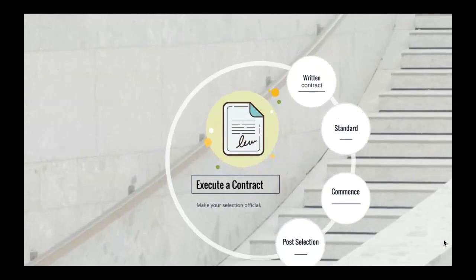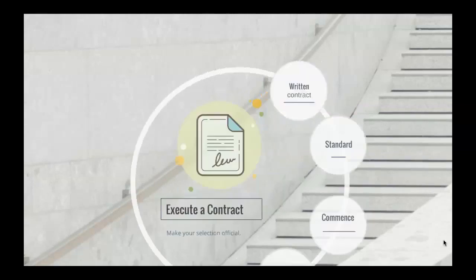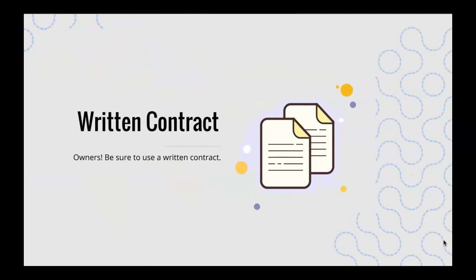Once the owner and the most qualified firm have defined a detailed scope of work and negotiated the project fees, it's time to execute a contract. Owners should use a written contract.